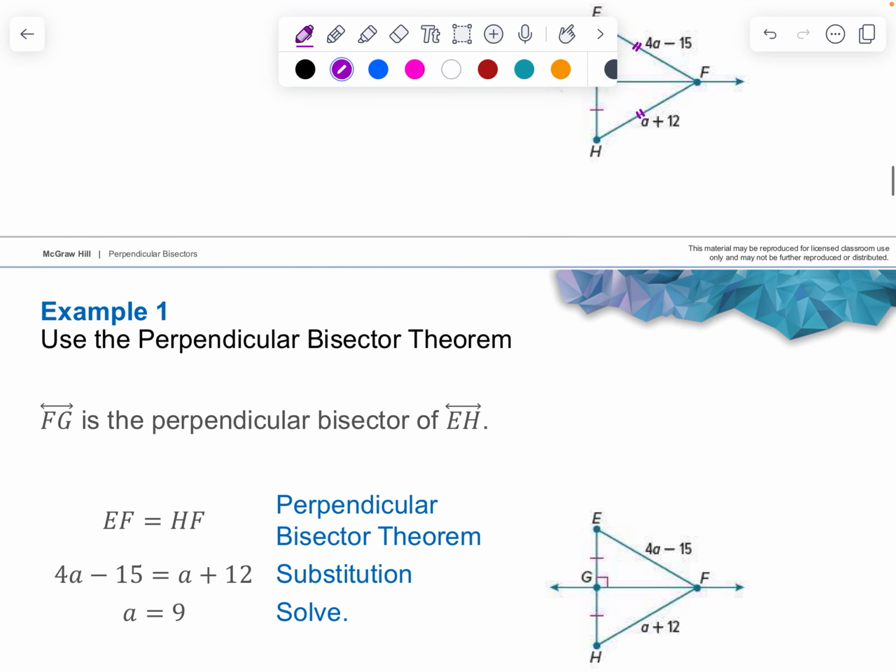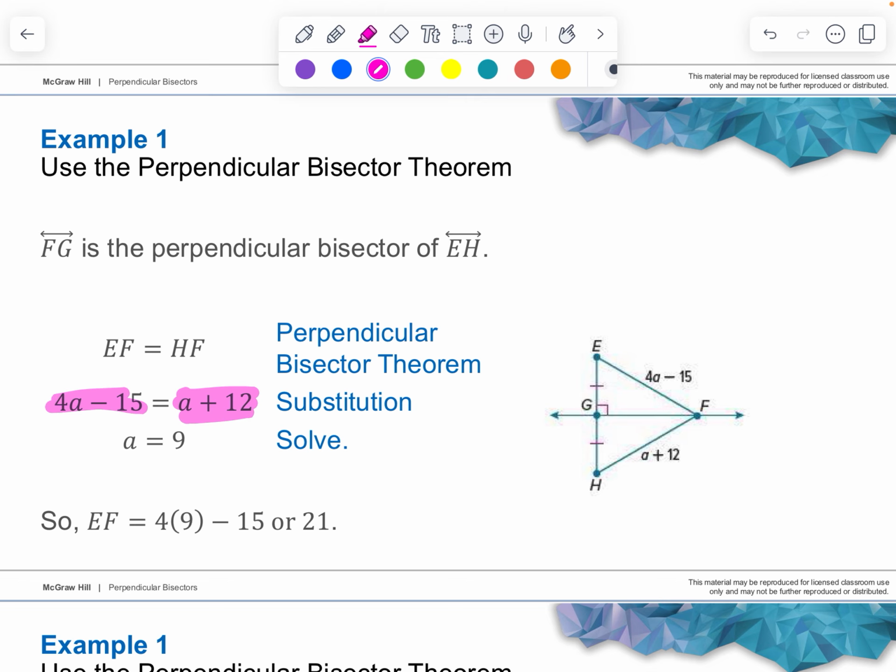4A minus 15 will equal A plus 12. Look how we substituted that in for those values. EF equals HF. And then we're going to solve. A equals 9. So yes, our values that we're filling in. There we go. Now, we were not solving for A. We were solving for EF. So we're going to plug in that 9 into the equation and find out that it is actually 21 units long.